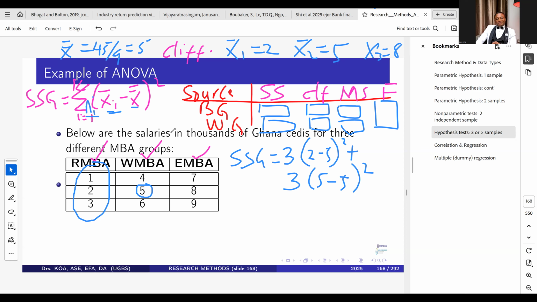Plus the sample size 3 into brackets. What is the mean? 8 plus 5. Right. This is going to be 3 times. You got 30 seconds to finish.